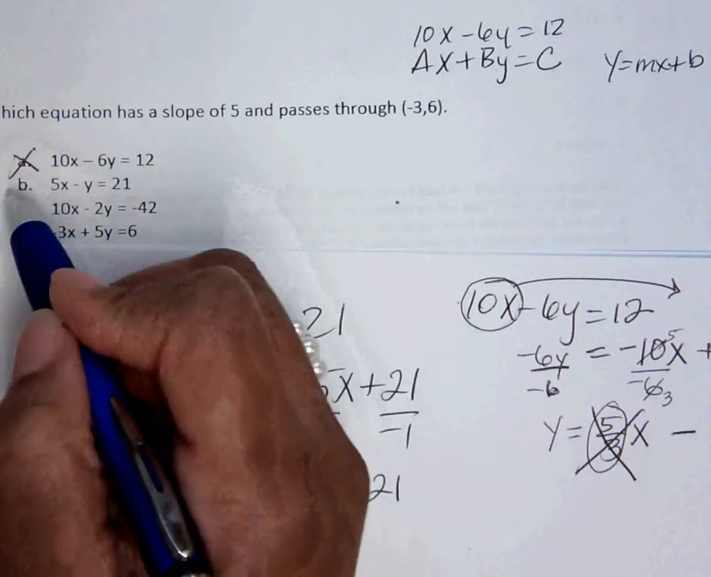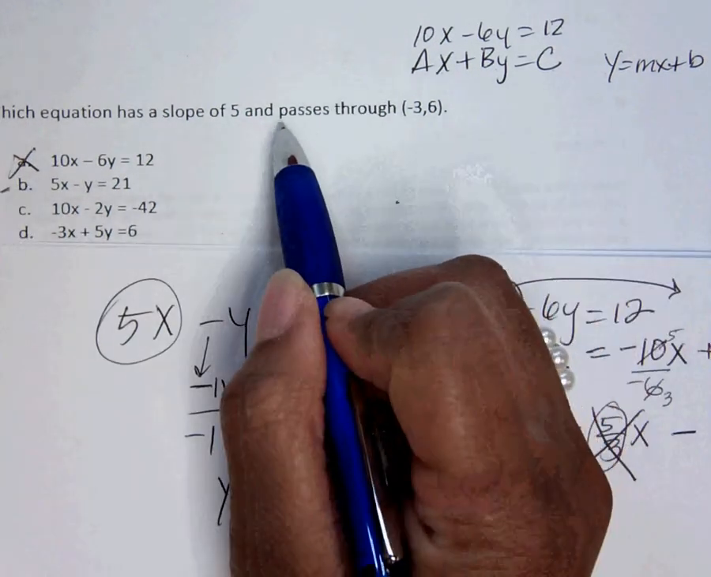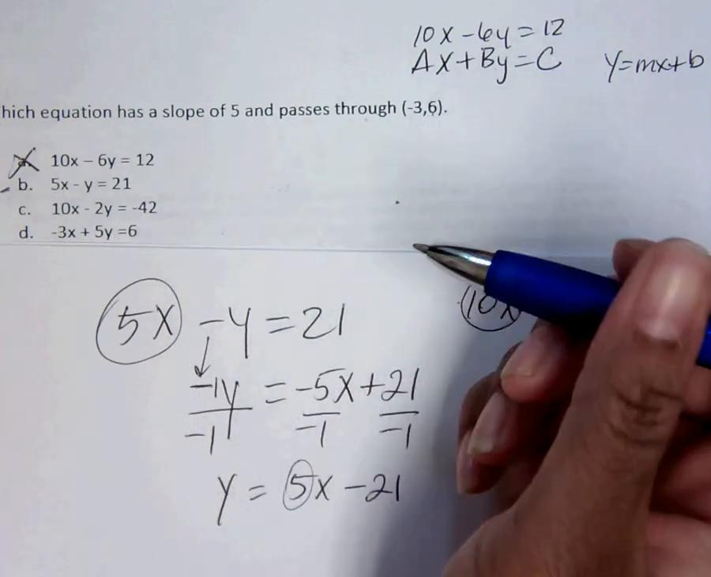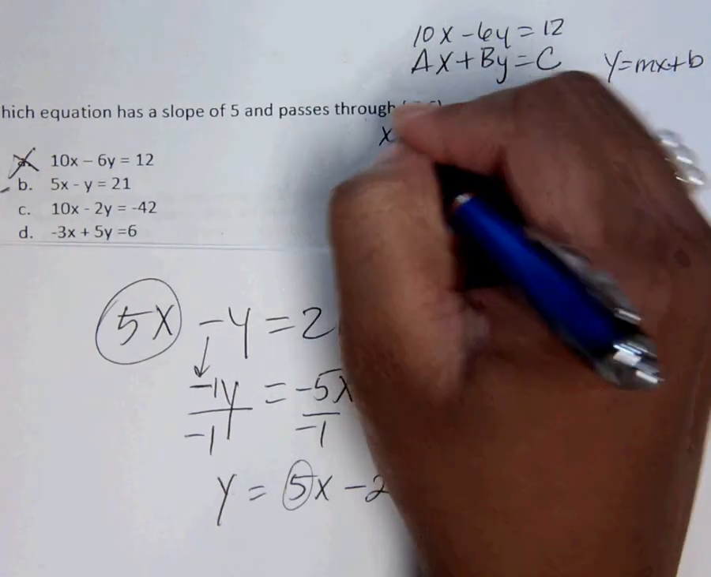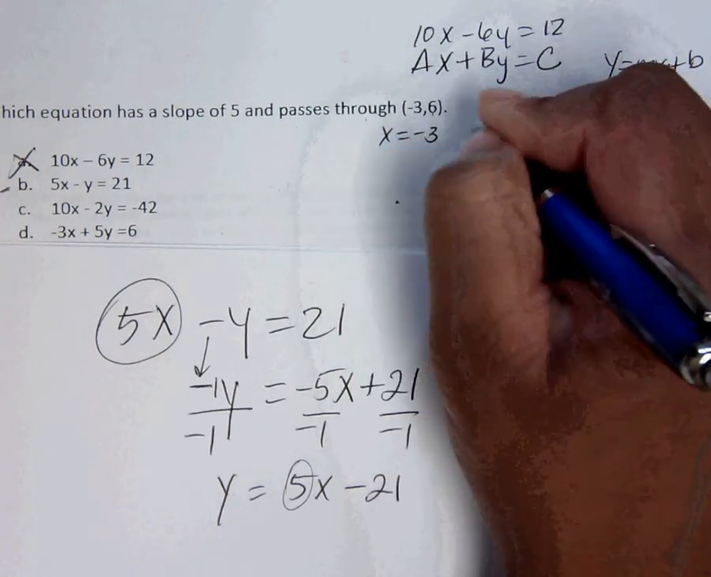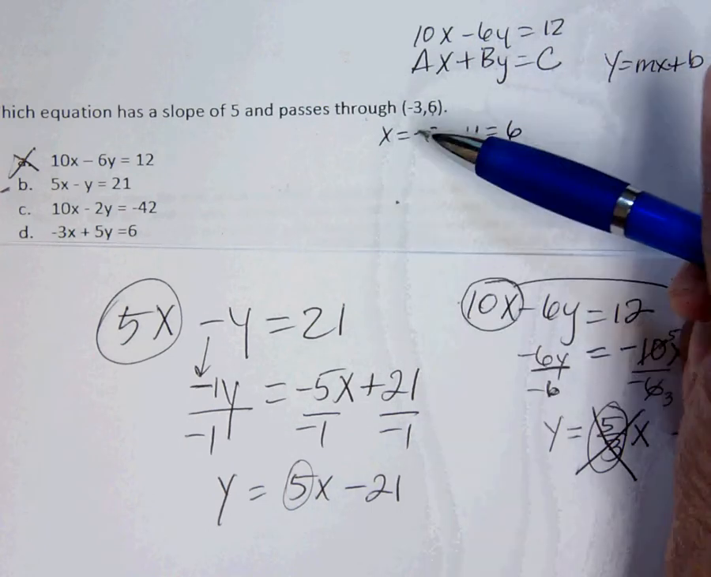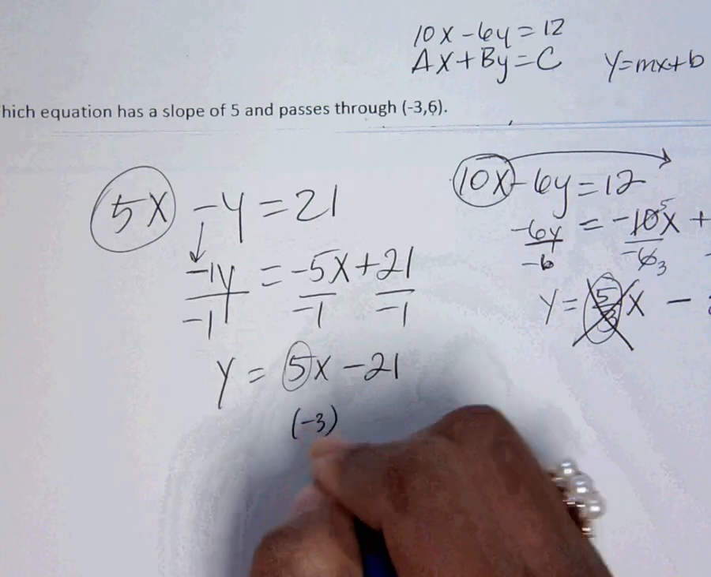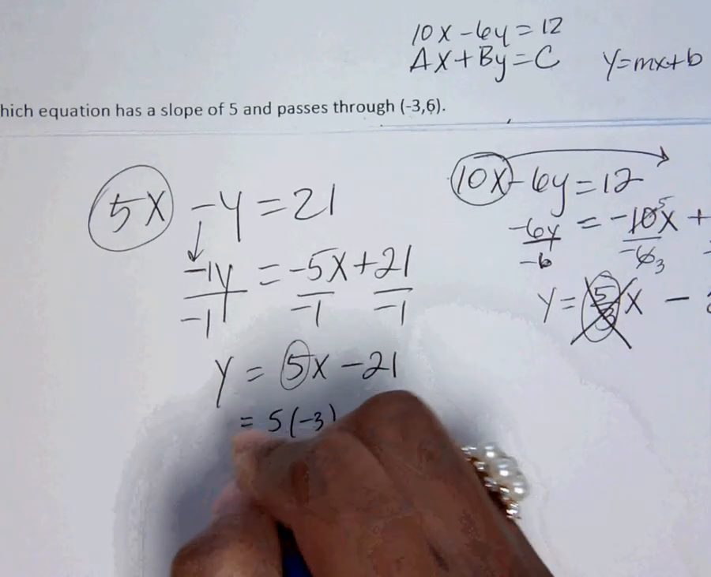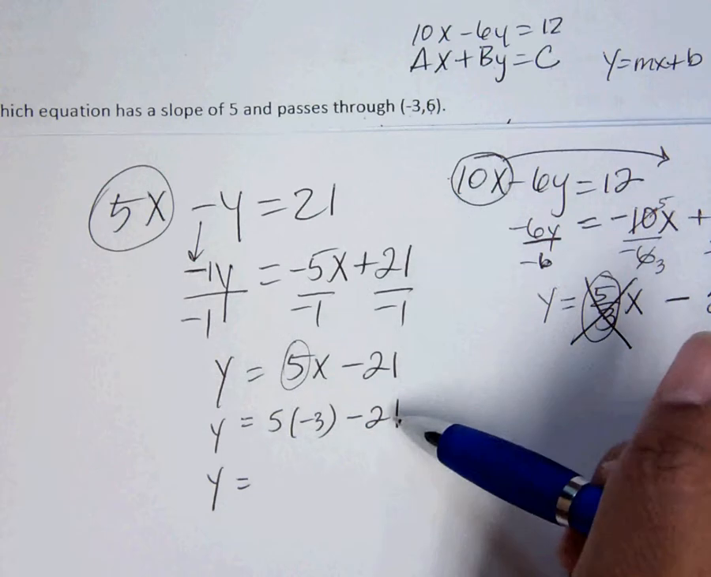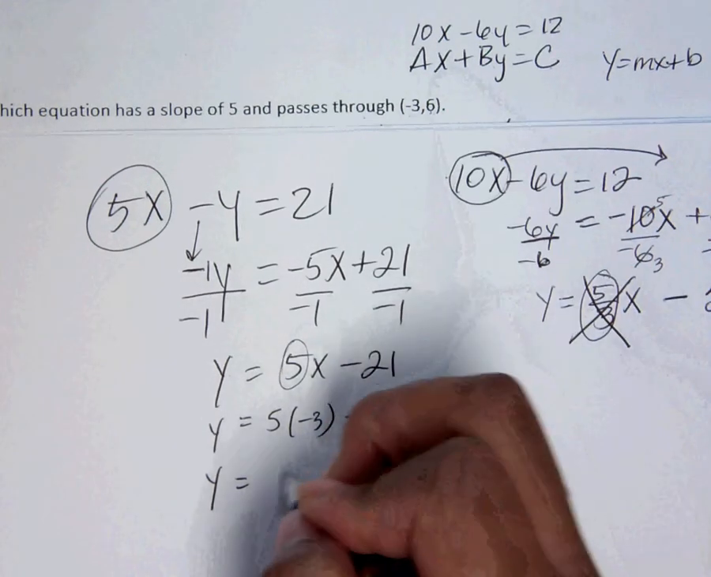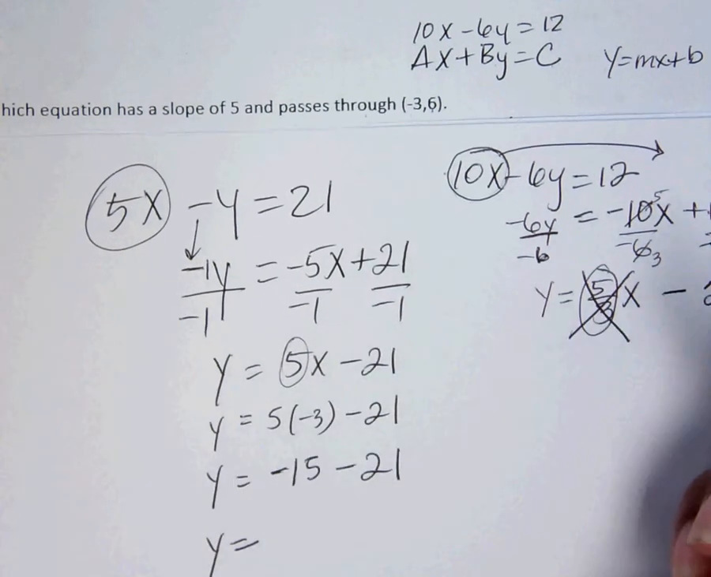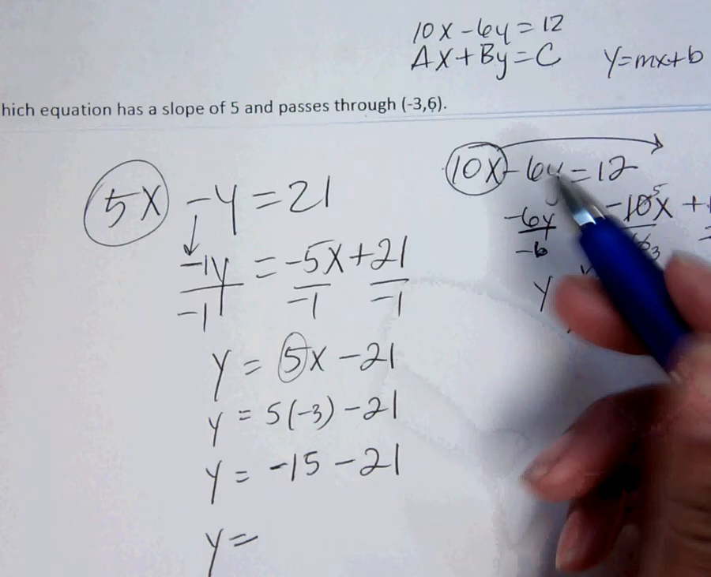My slope is 5, so this is a possible answer, because now we have to figure out if it passes through -3, 6. Well, what could we do to do that? If this is the point that it passes through, that means a couple of things. X is -3 and y is 6. So I can plug in -3, and the answer I should get should be positive 6. Well, -15 minus 21 is not positive 6, unfortunately.